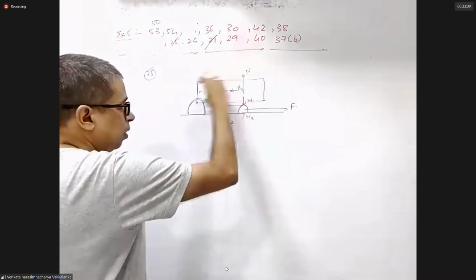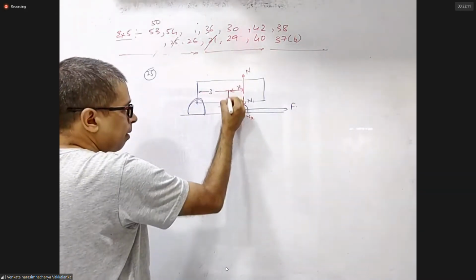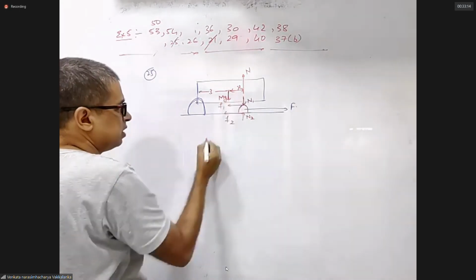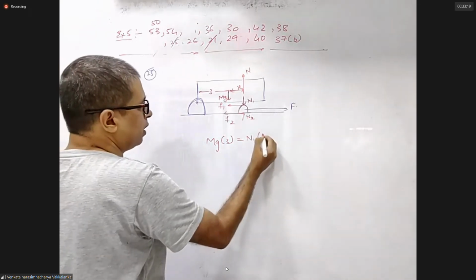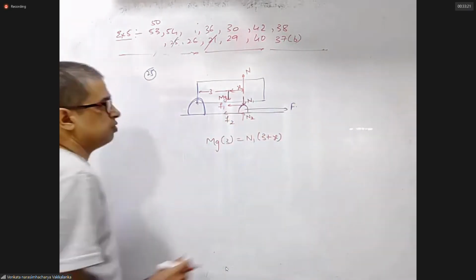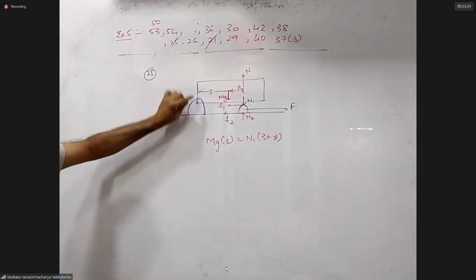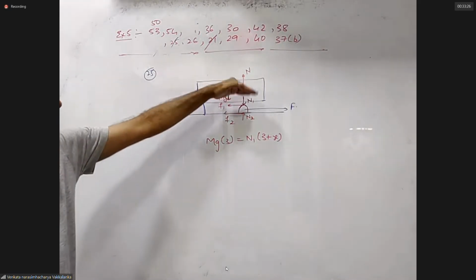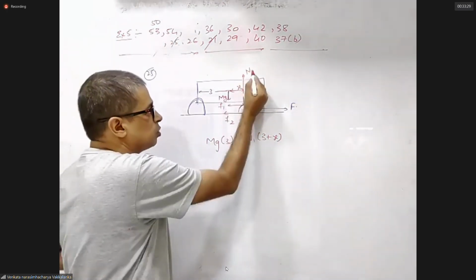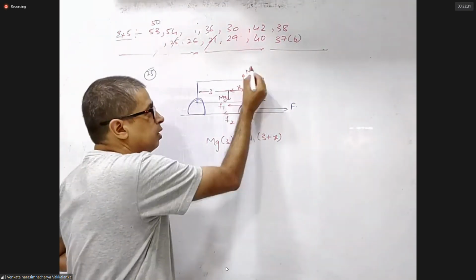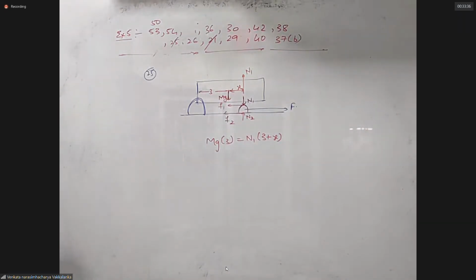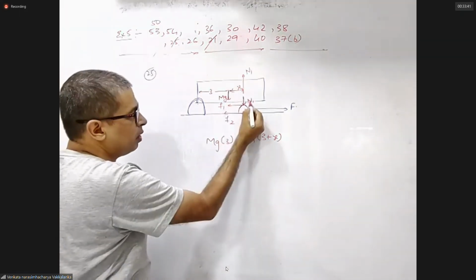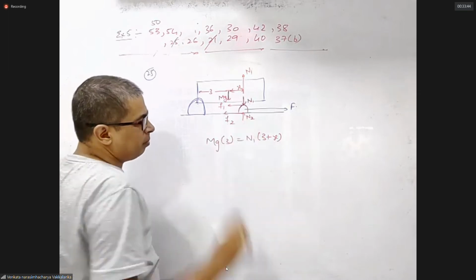Now, for this block to be in equilibrium, I will take this to be capital Mg. Capital Mg into 3 is equal to N1 into 3 plus X. See if you are convinced. For this block to be in equilibrium, about this point, clockwise torque should be equal to anti-clockwise torque. This N1 is the reaction of this. Tell me if you are convinced or not. Yes, sir. F1 will be mu N1, F2 will be mu N2.